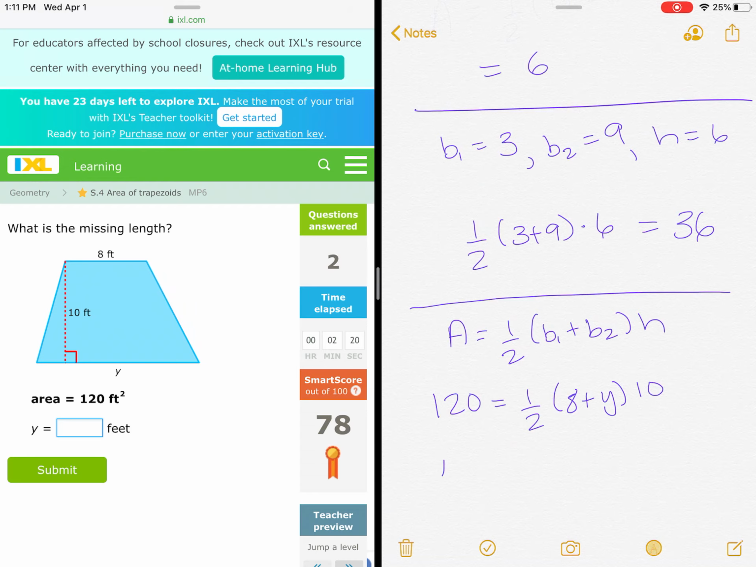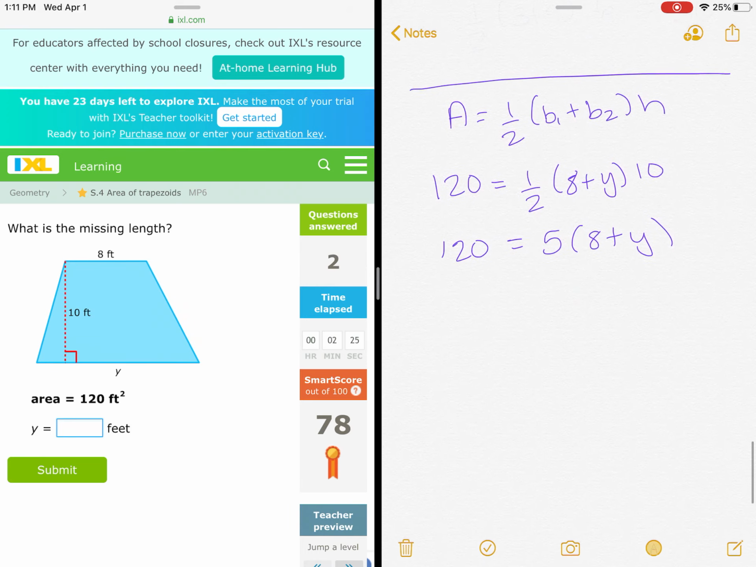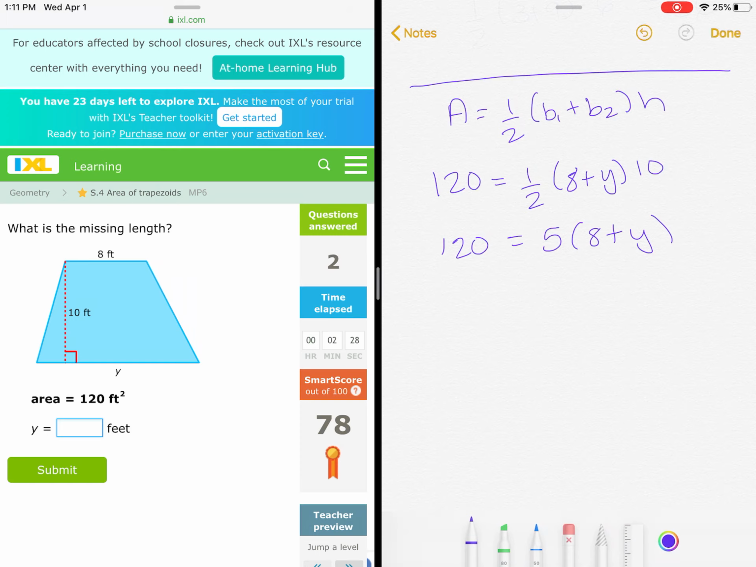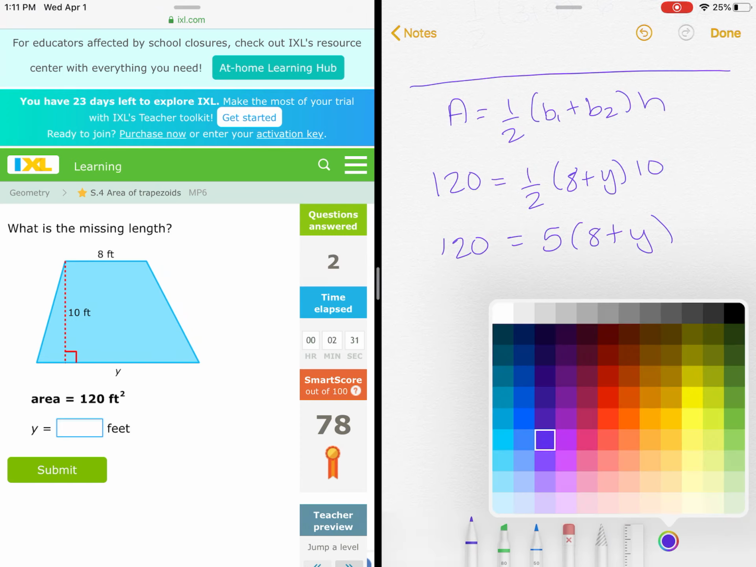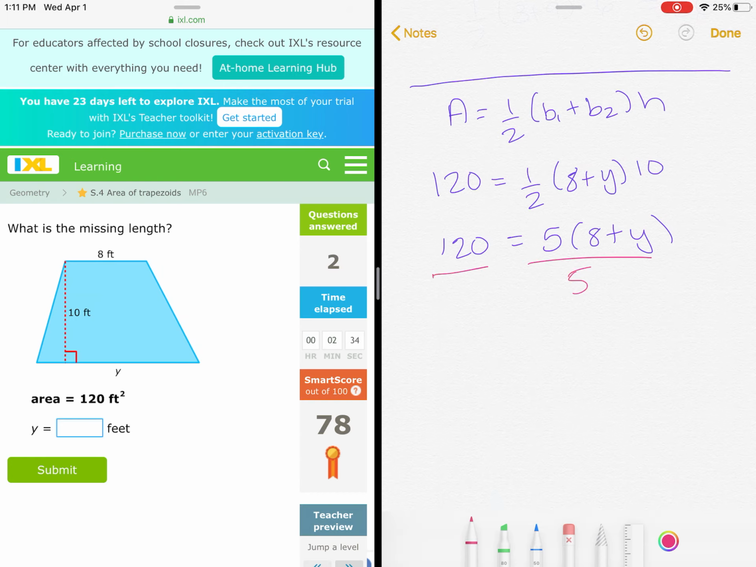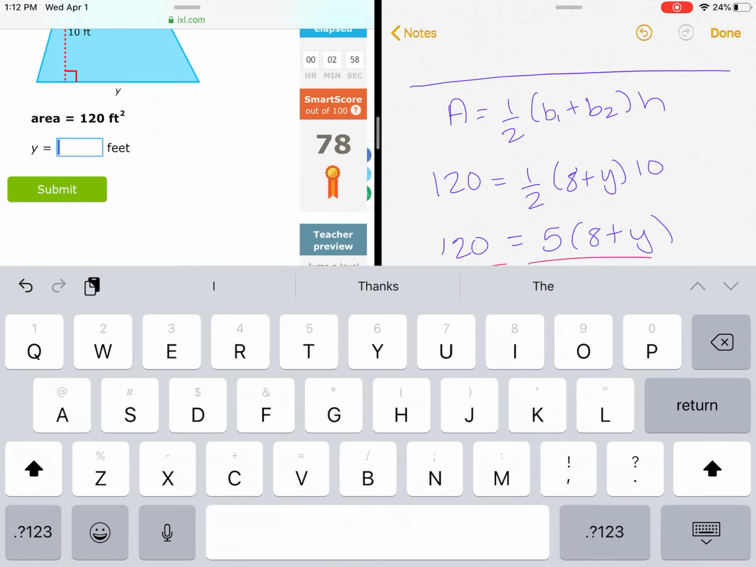Well, half of 10 is 5, so that's 120 equals 5 times 8 plus y. Now, you can do this a couple ways. You can distribute, but I'm going to go ahead and divide both sides by 5. So 120 divided by 5 should be 24, I believe. Yes. And so 24 equals 8 plus y, subtract 8. So 24 minus 8 is 16. So y should be 16.